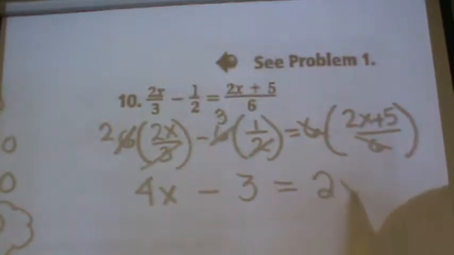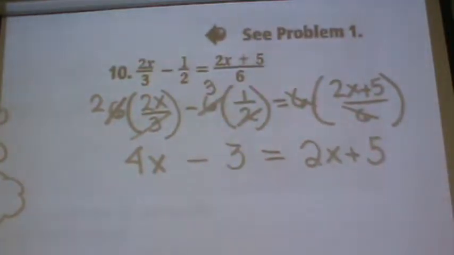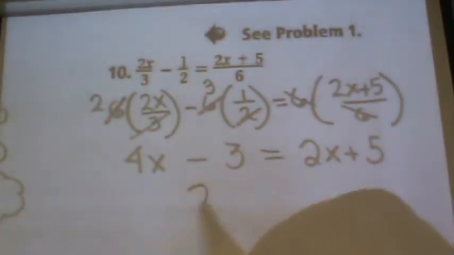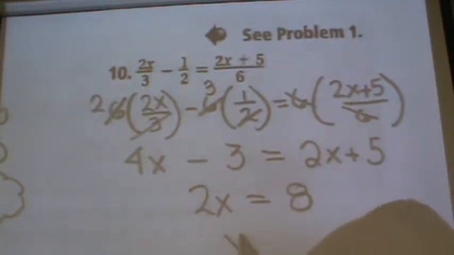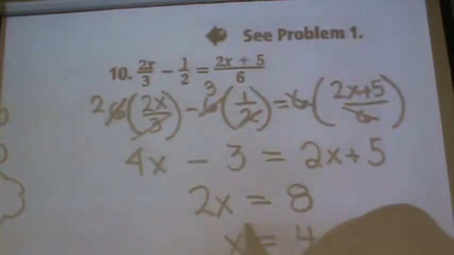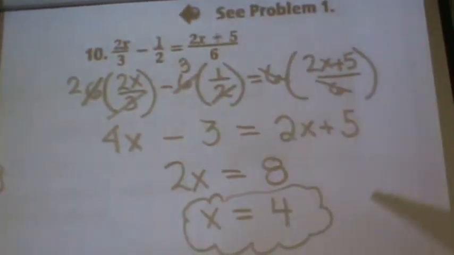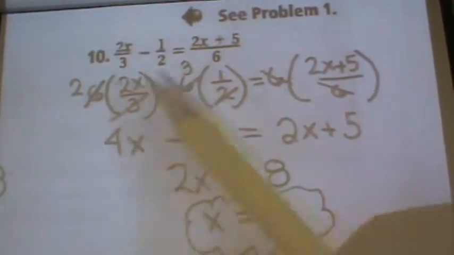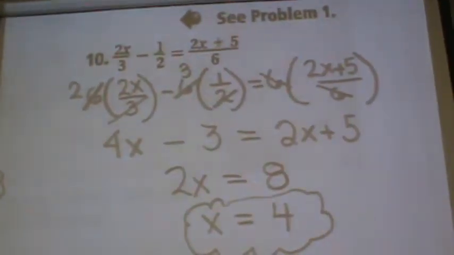You get 2x plus 5. Okay, next, what do you do? Move the x's to the same side. You're going to subtract 2x. You're going to add 3. What's your answer? 4. Now, how could you be sure that this answer is right? Plug it in. You would put a 4 here and a 4 here and do all your math, following order of operations, and the left side should equal the right side. It not should, it better.